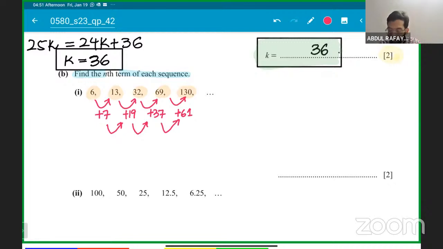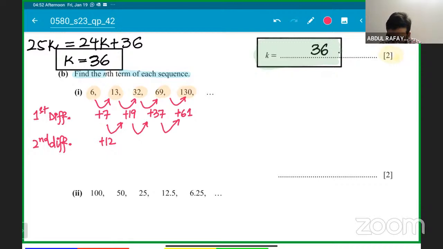Now we are finding the second difference, okay? First difference, then the second difference we are finding, and we'll find out the third. Let's see, the second difference is plus 12 in here. Everyone with me, plus 12.